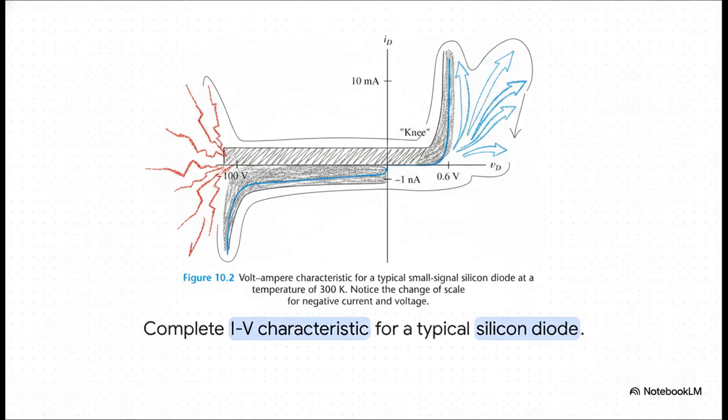Right in the middle left, you see the flat barricade of reverse bias, where current is basically zero. On the right, there's the exponential surge forward, climbing incredibly fast, just past that 0.7 volt knee. And all the way on the far left, you see the dramatic, steep drop of the breakdown region. This one continuous curve describes exactly how this tiny device manages power.